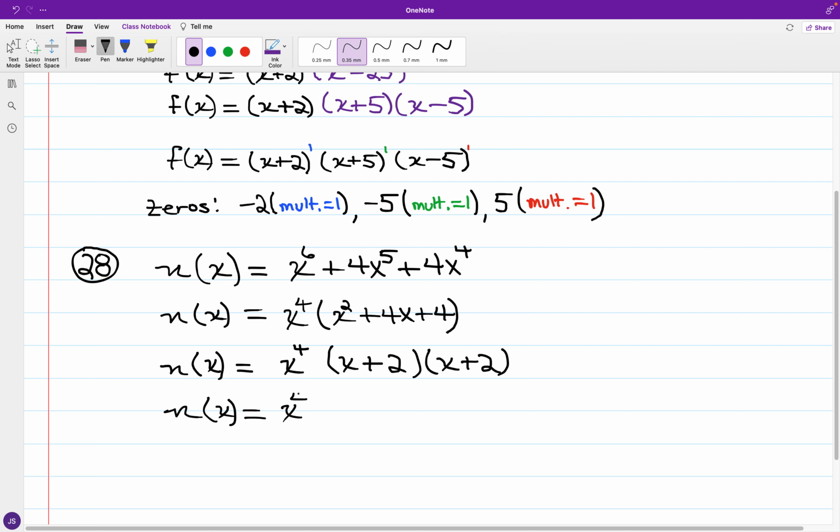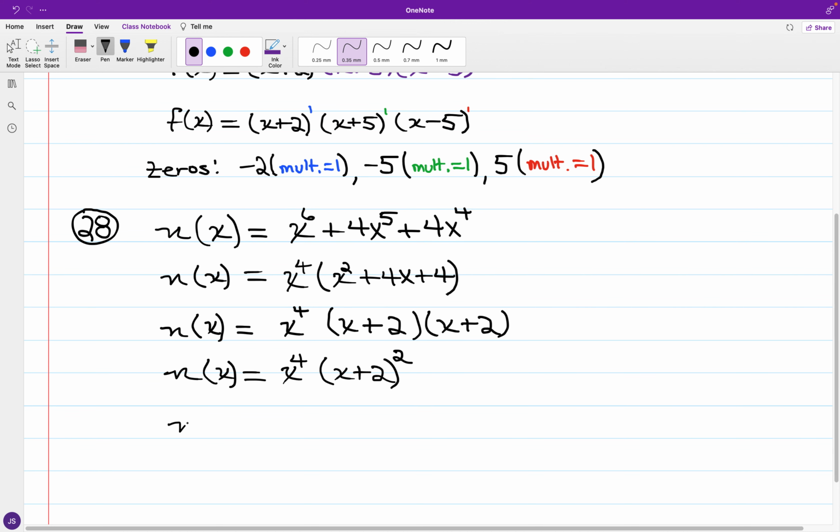Again, we have x to the 4th, and for x plus 2, since this appears twice, we can make the notation compact, whereupon we have x plus 2 raised to the degree that matches the number of times it appears when expressed along the lines of multiplication. So in this case, we're going to have x plus 2 squared. So we have n of x is equal to x to the 4th, and once again we have times the square of x plus 2.